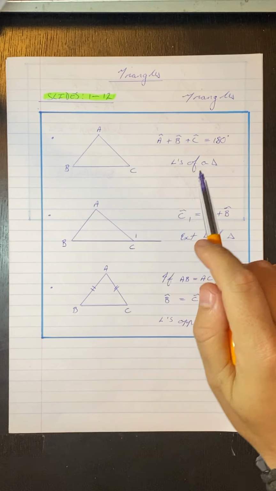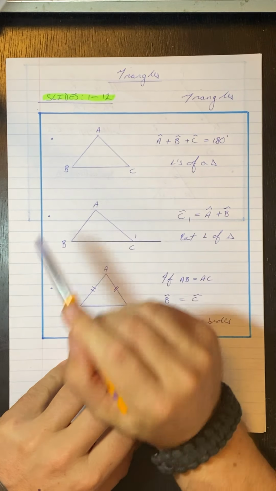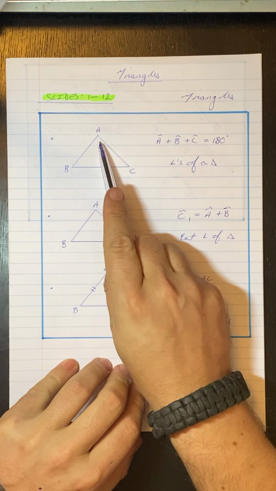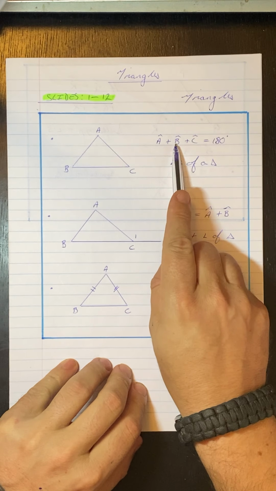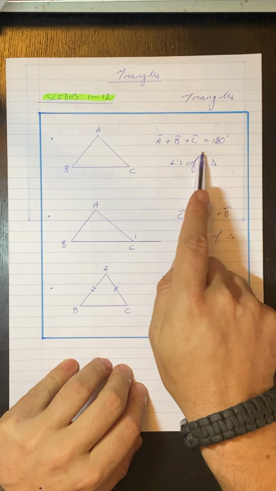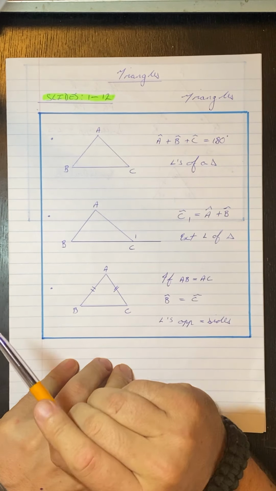So, as you remember, if you have a triangle, any triangle ABC, the interior angles A plus B plus C will be equal to 180. And you remember your reason for that: angles of a triangle.